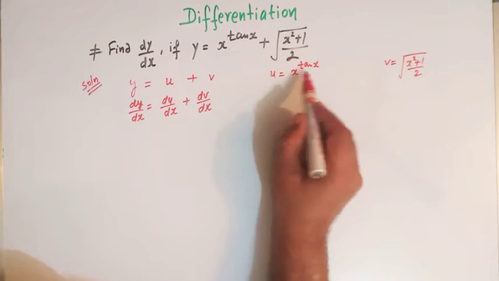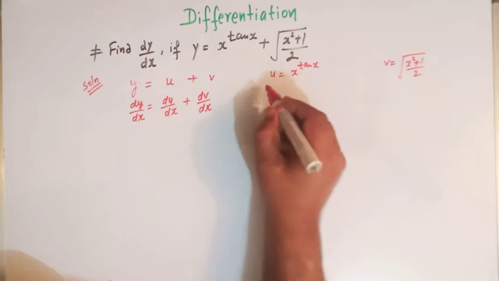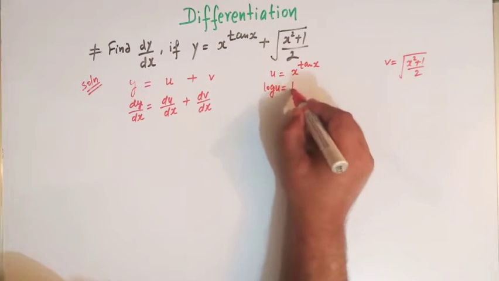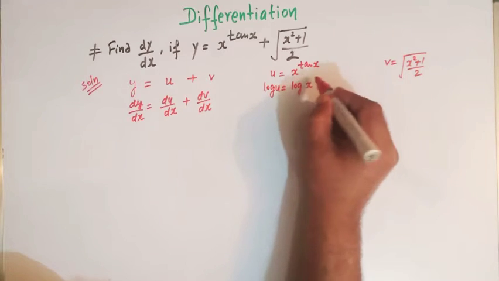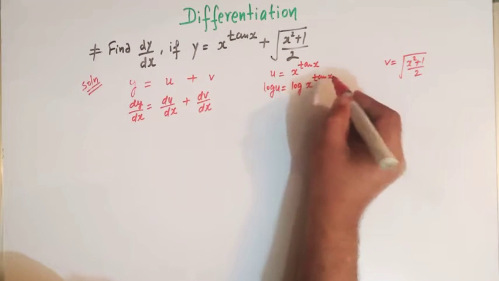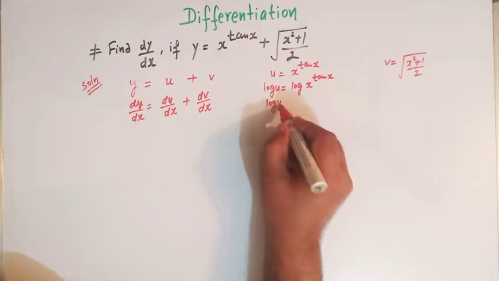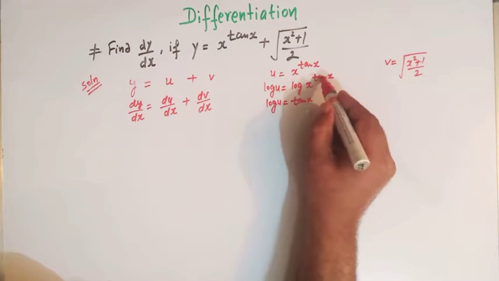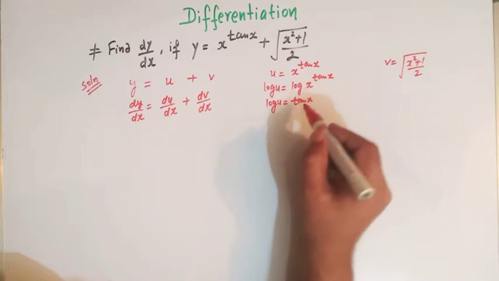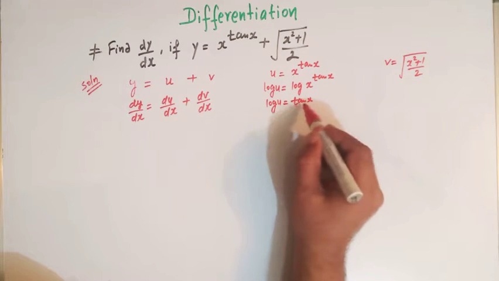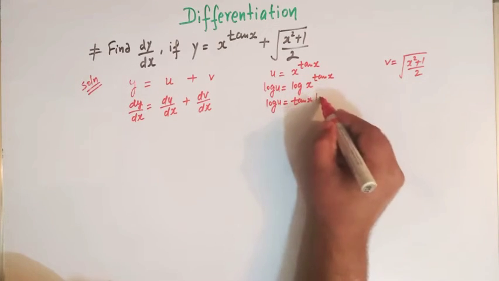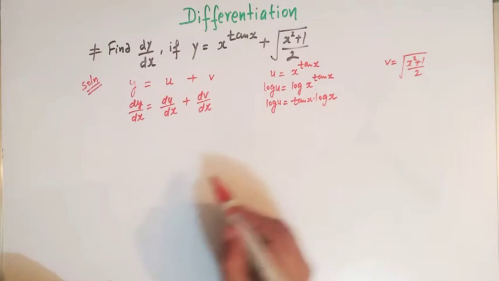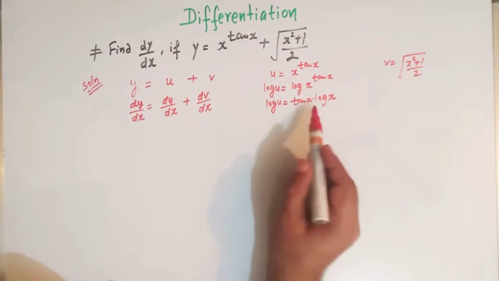So from here, taking log of both sides, we get log u is equal to log of x raised to 10x. This is log u, and this is 10x because it is in power, so we take 10x in front of log, so we have log of x, right? Now let us differentiate both sides.